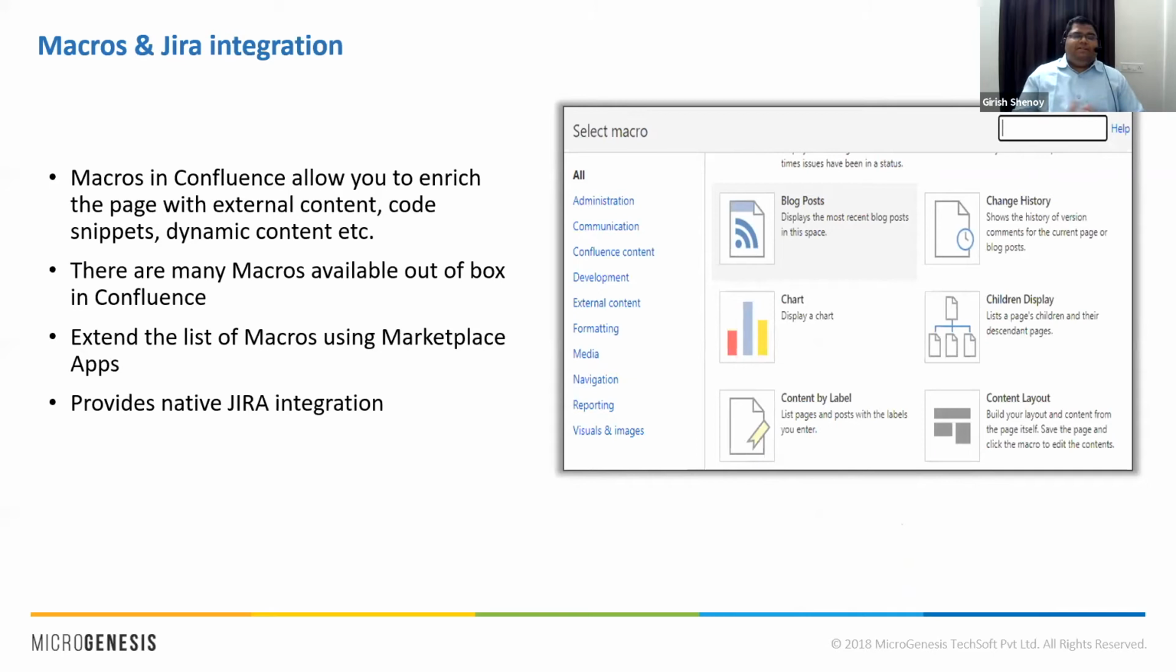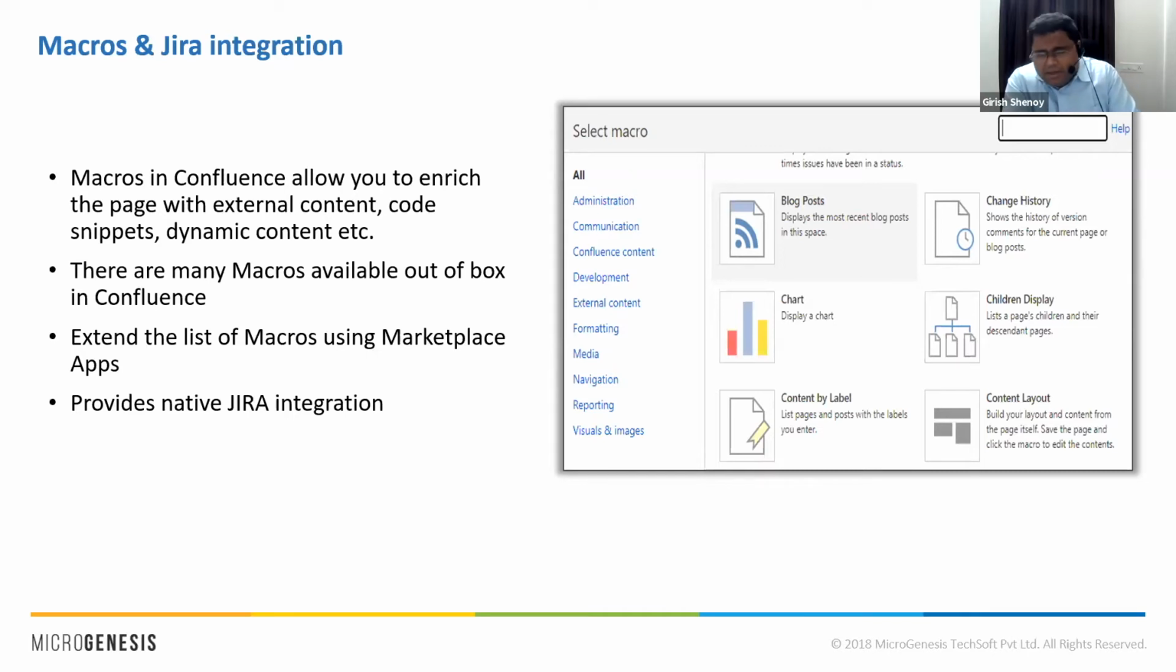And then the very interesting thing is macros and Jira integration, right? Macros in Confluence allow you to enrich the pages with external content. Let's say you want to add a YouTube video, you can do that. You can embed it in your Confluence page. You can embed your Word file, Excel file, PowerPoint, endless possibilities. You can even have macros. You can purchase third-party macros, which allow you to run SQL queries from within a Confluence page and get the results directly in the Confluence page.